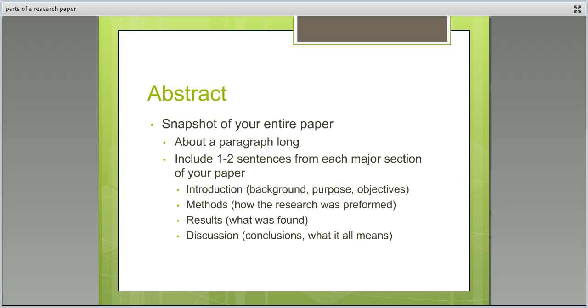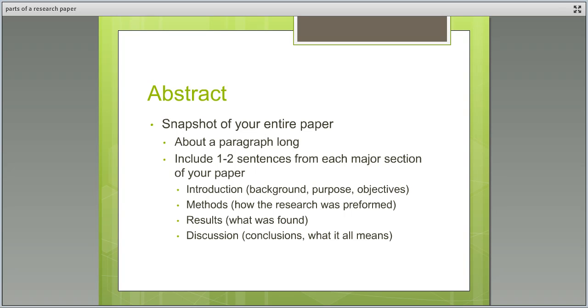So the abstract is going to be a snapshot of your entire paper. This is the first thing that people read when they're looking at a paper. It's usually about a paragraph long. It can be longer, but you don't really want it to be much shorter. And you want to include at least 1 to 2 sentences from each major section of your paper.